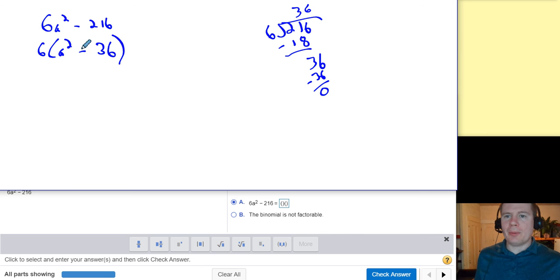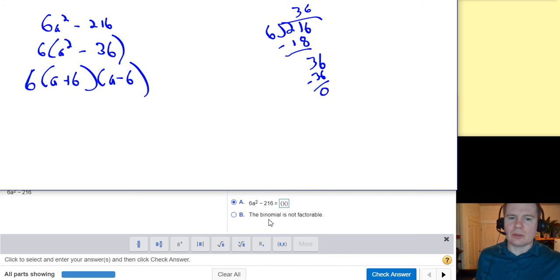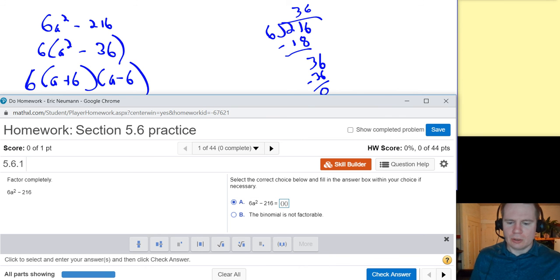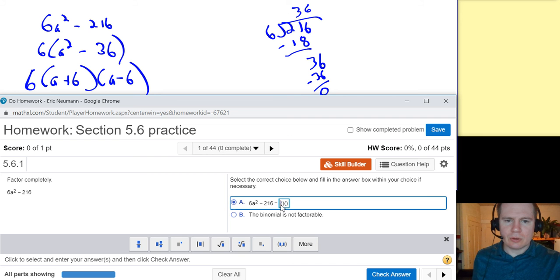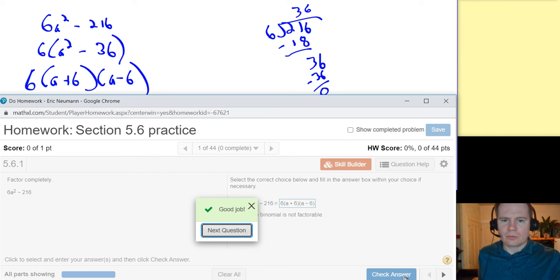So I am tempted to just stop there, but I notice, wait a minute, here's a binomial, 36 is a perfect square, a squared is a perfect square, and it is minus. So I can continue, factor this difference of squares, a plus 6, a minus 6. And that's what I'm going to type in here. Put in 6 outside the parentheses, a plus 6, a minus 6. Hurrah.